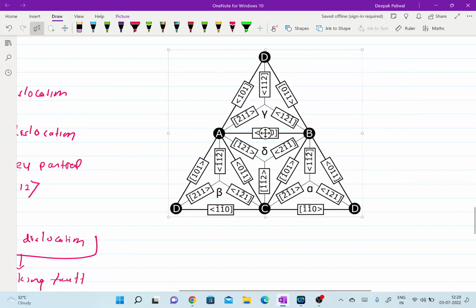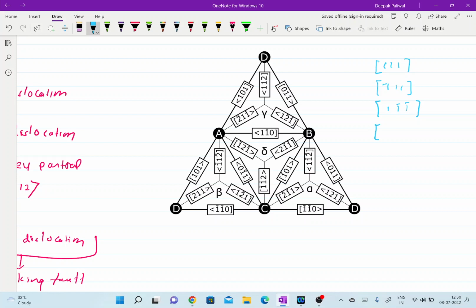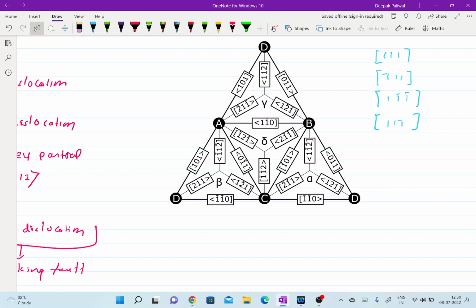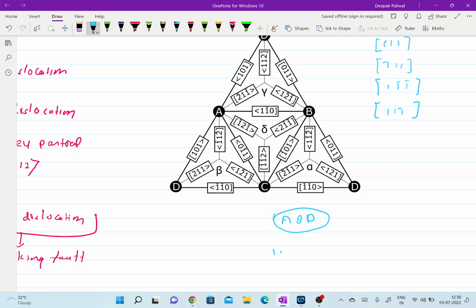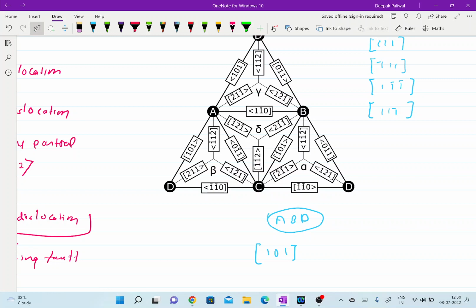So what we can understand from this Thompson tetrahedron is that we have different planes. Mainly we have planes like 111, bar 11, 1 bar 1 bar 1, and another plane is 111 bar. So these are our independent planes. So how can I read this Thompson tetrahedron? Suppose I am looking at the plane ABD. Now I have a perfect dislocation, 101. The arrow indicates the direction of this particular perfect dislocation. So I am also writing AD.